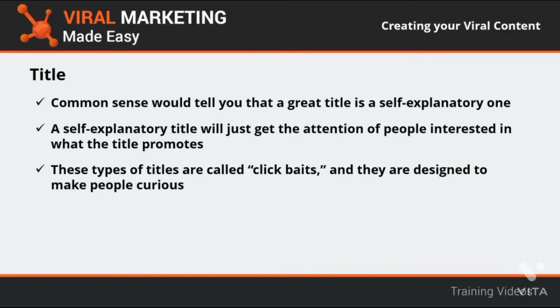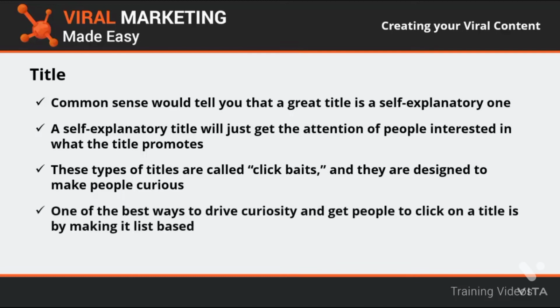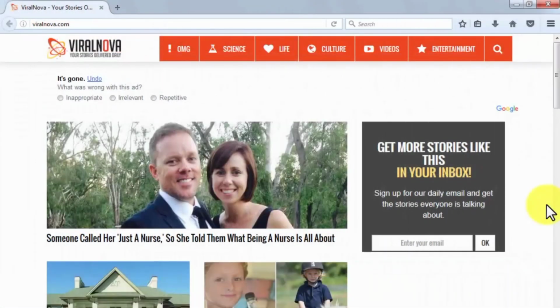Closing the cycle. One of the best ways to drive curiosity and get people to click on a title is by making it list-based. List-based articles get more traffic because people prefer content that is presented in chunks instead of long articles.